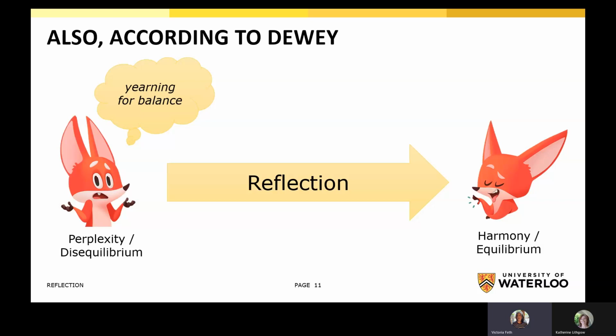And that is done by doing reflection. So again, he's kind of off kilter. He starts to ask questions. And when he starts to ask questions, that starts to move him into this state of reflection, which eventually becomes harmony or equilibrium.